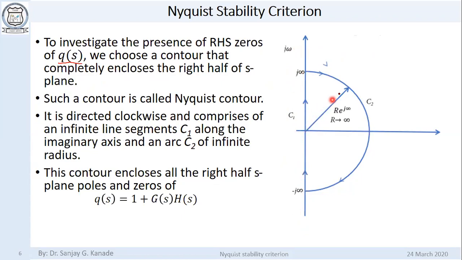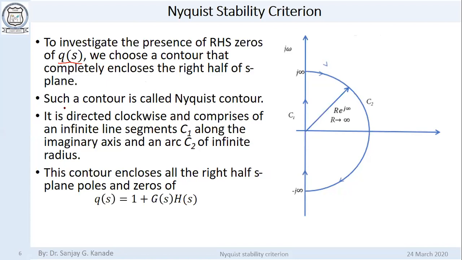And we have another line segment which is C2. It is r e raised to j infinity, and this r is tending towards infinity. That means the whole of the right hand side of this S plane will be covered through this contour. This contour is starting from positive infinity, going towards full infinity, and coming towards minus infinity. This is how the contour is, and this contour is called the Nyquist contour.